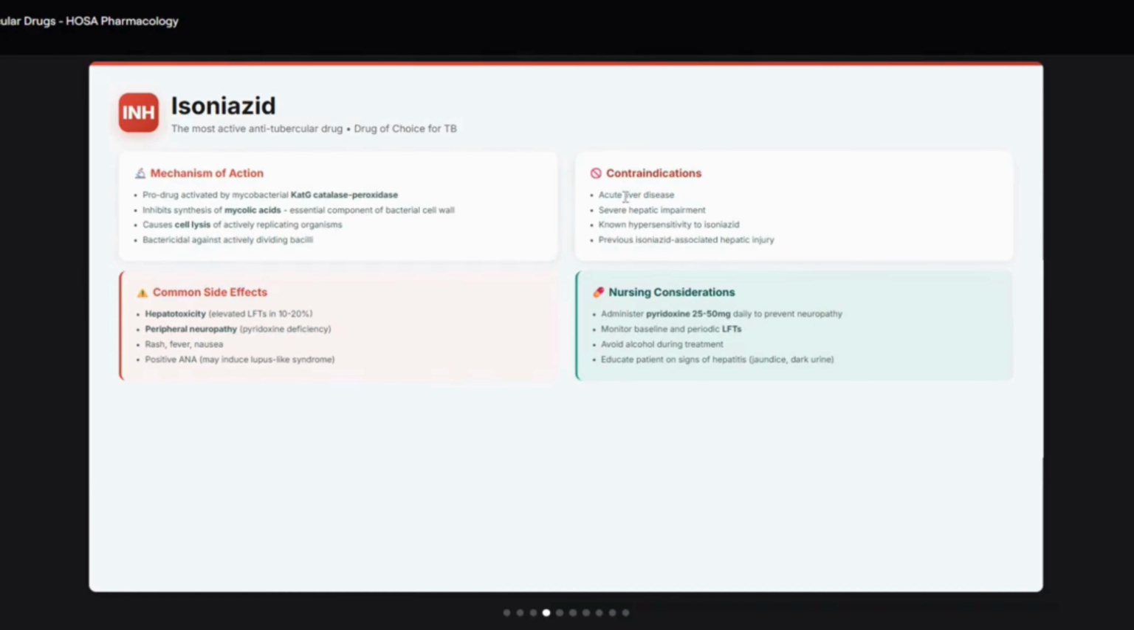Contraindications are liver disease and hepatic impairment, which is like kidneys. Wait, scratch that. Liver. Hepatic is liver. Do you guys know what the root word for kidneys is? It's nephro, if you guys wanted to know. Okay, but that's really all you have to know for now.